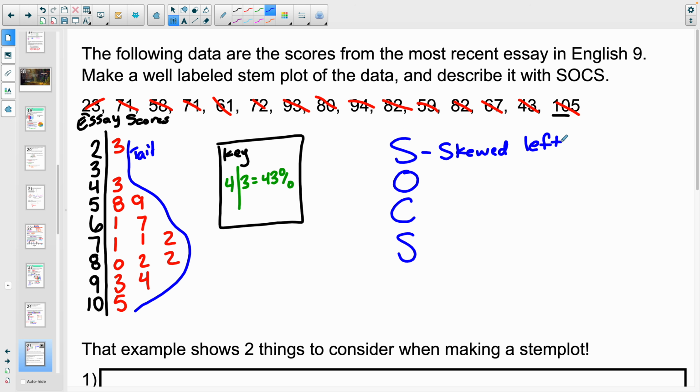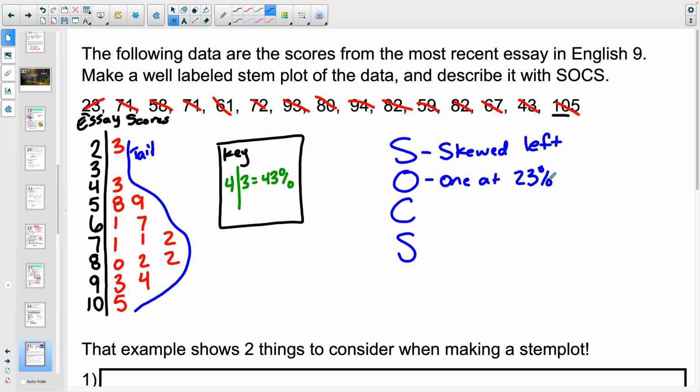Then outliers. There's the lowest number here at 23. I would say the outlier would be 1 at 23%. That's what we're going to say there. 1 at 23%.